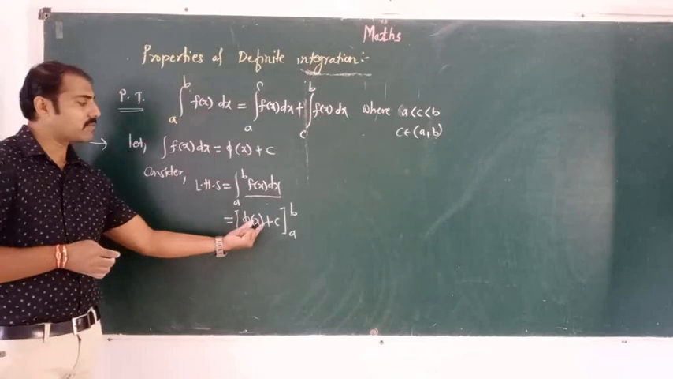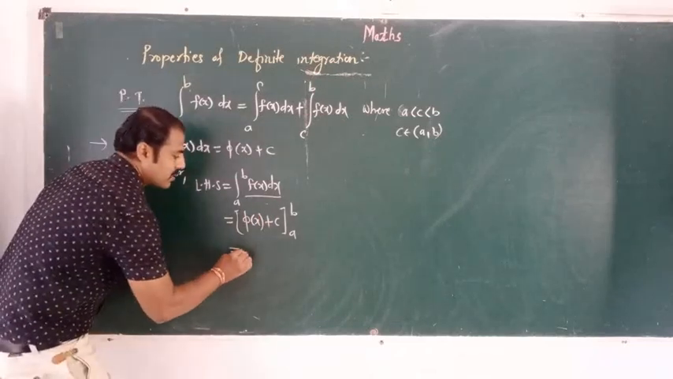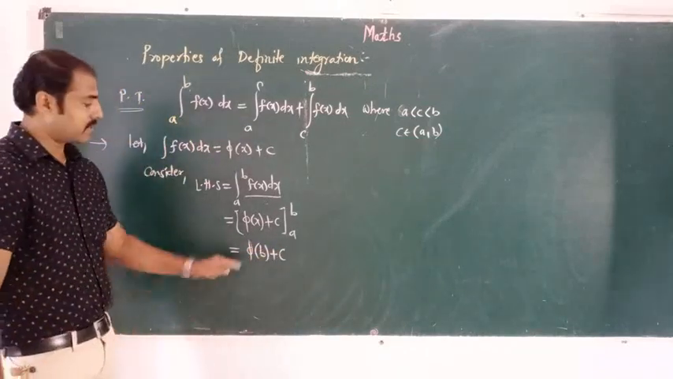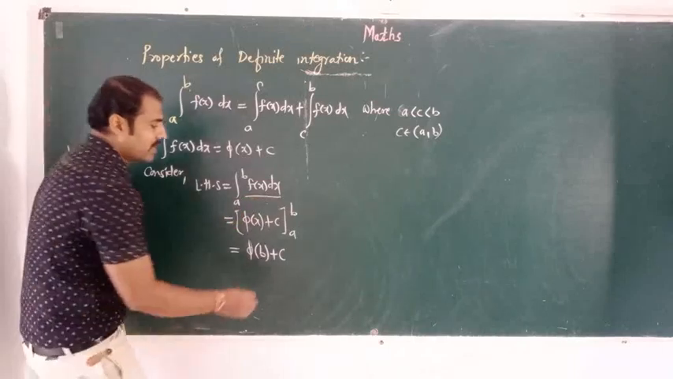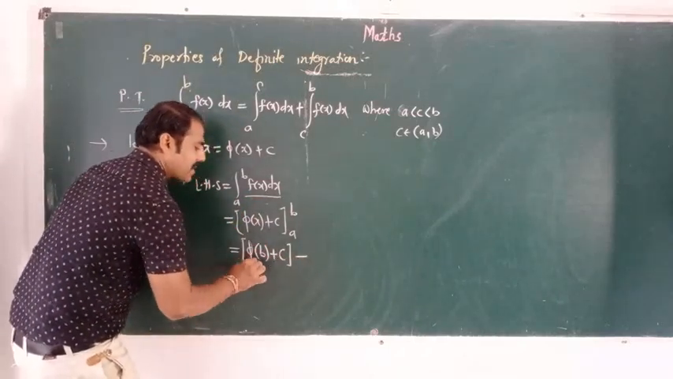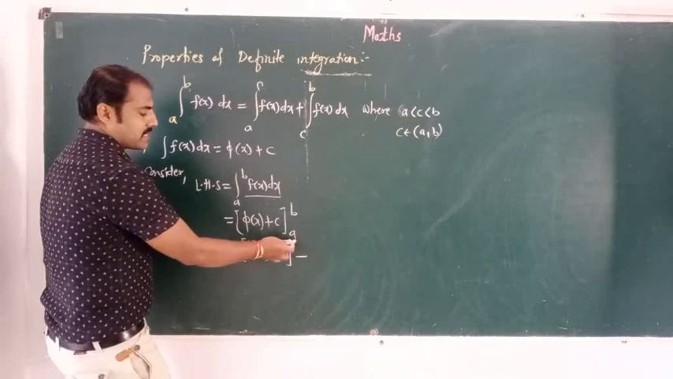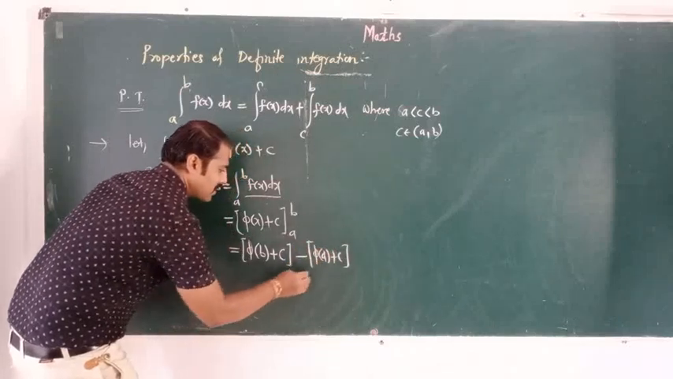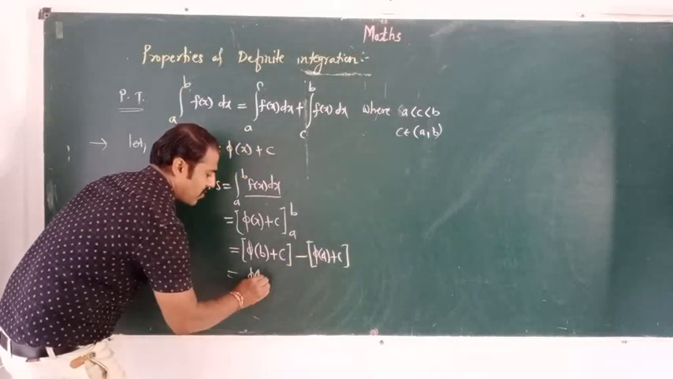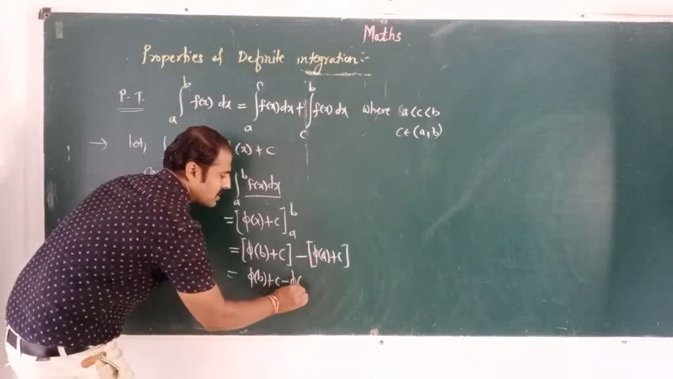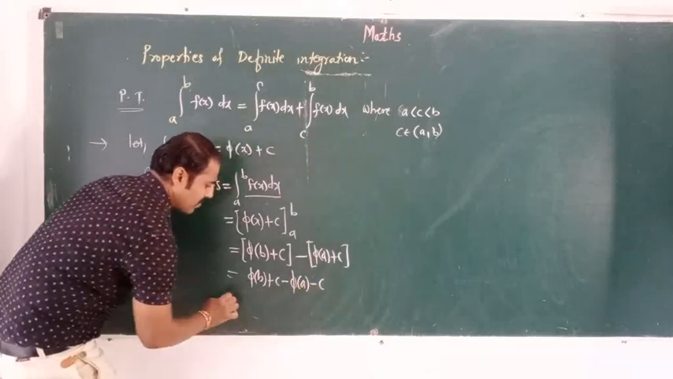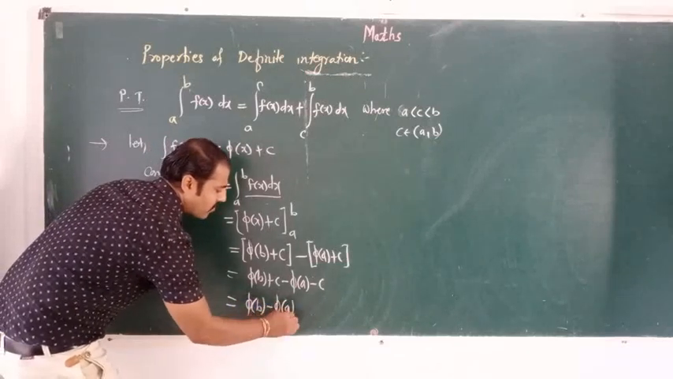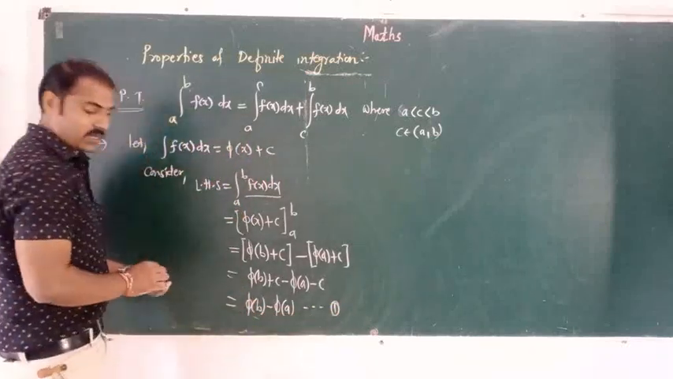Now find the value of the primitive at the upper limit, which is phi of b plus c, replacing x by b, minus the value of the primitive at the lower limit, putting x equal to a, so phi of a plus c. After simplification, we write this as phi of b plus c minus phi of a minus c. Plus c and minus c get cancelled. It's phi of b minus phi of a. It's our equation number first.